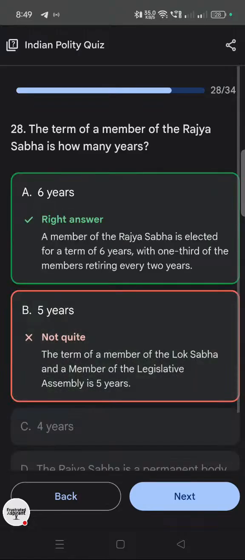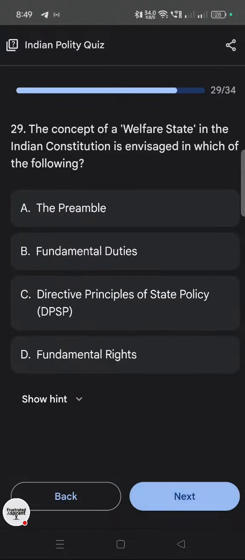Six years. The member of Rajya Sabha is elected for a term of 6 years. One-third of the members retire every 2 years.